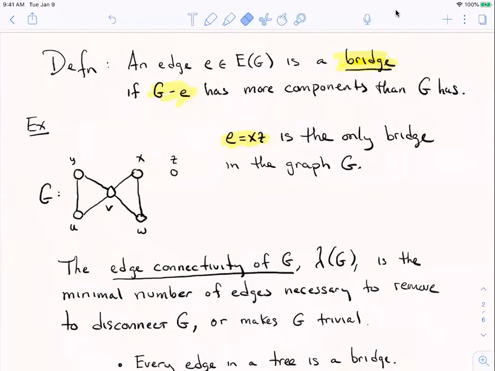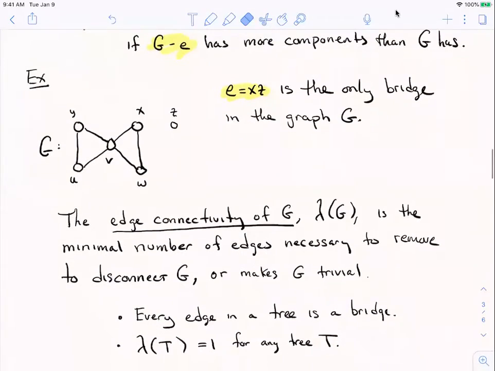You can glance at the graph that remains. No other edge will disconnect that thing. Every other edge is on a cycle, so they can't be bridges. Great. Okay, the analog of vertex connectivity is edge connectivity.